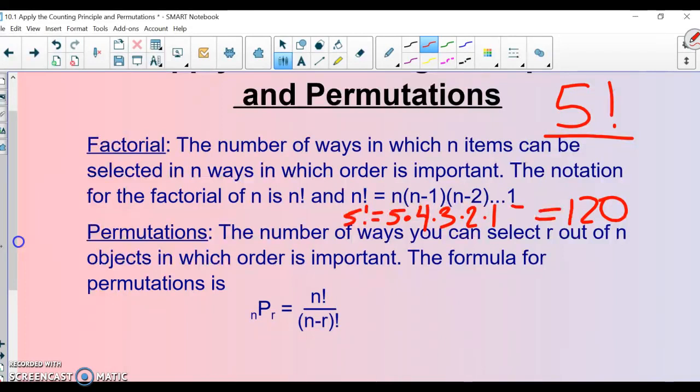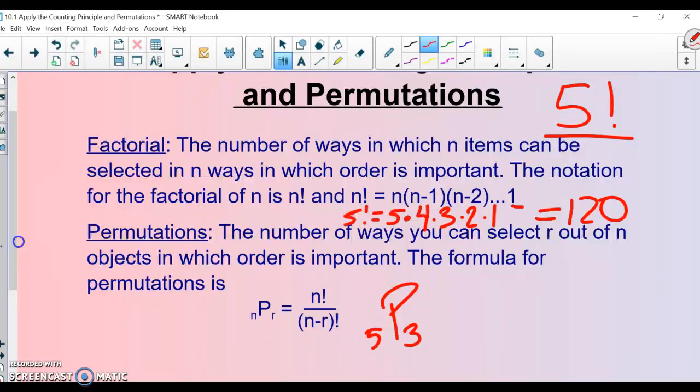I have 5 of you to place, but I only have 3 desks in the front row. So I want to say, how many ways are there to arrange 3 of the 5 students? That would become a permutation problem. And the notation for permutations would be take the larger number, how many objects you are selecting from, which is 5, capital P, and then the number of objects that you are selecting, which in this case would be 3.